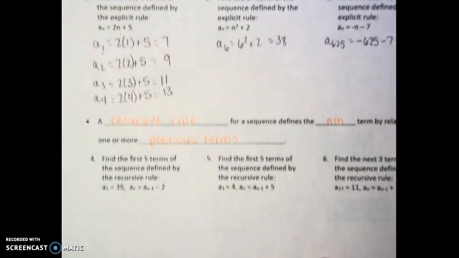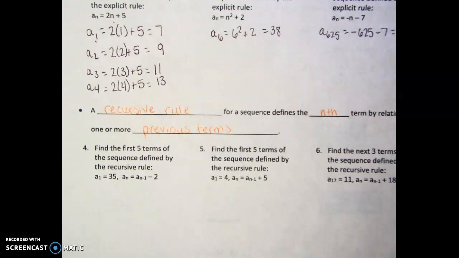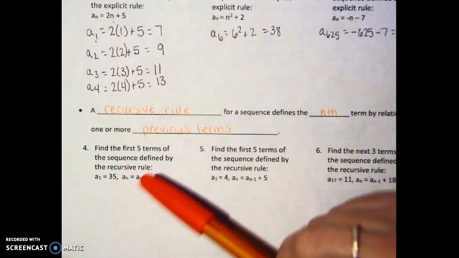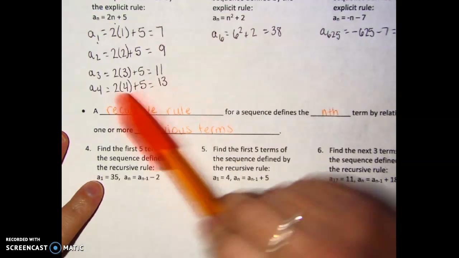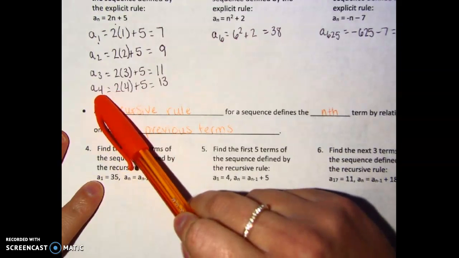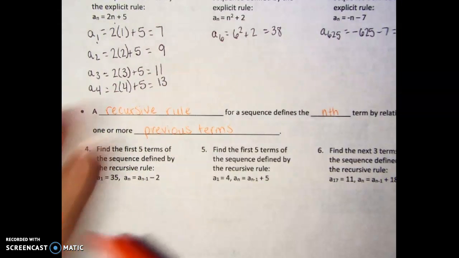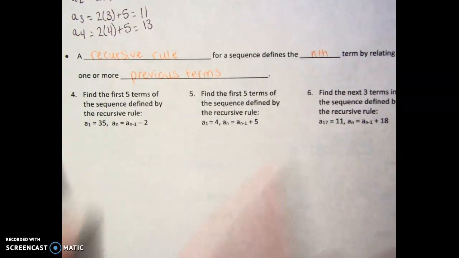So for recursive, you will always plug in the previous term. And when I talk about the previous term, that means the answer that you got before. So for a sub 4 up here, the previous term would be the 11. Okay, but this is explicit. We don't have to deal with this for explicit. So let's do a couple examples for recursive.